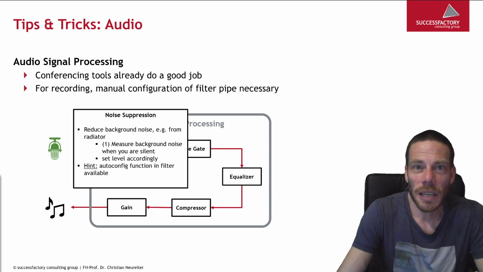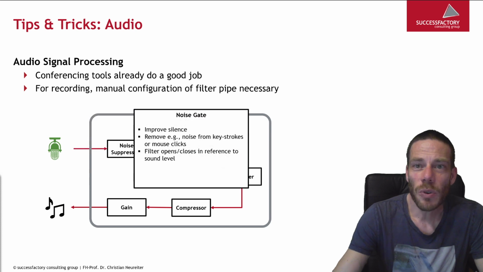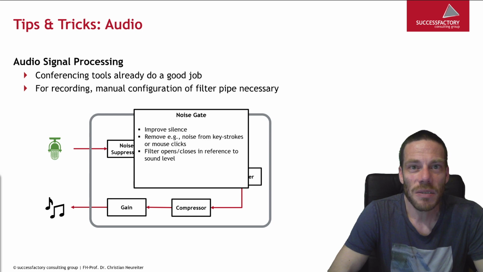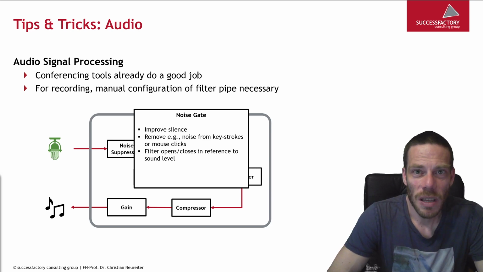The second one that we have typically is a noise gate, and this noise gate tries to make the silence really silent. So basically this noise gate is like a door. It closes the microphone signal until a certain threshold is exceeded, and then the microphone opens. And this filter we typically use to reduce noise, for example, like the keystrokes from your keyboard when you type something, or the clicking sound of your mouse and stuff like that.